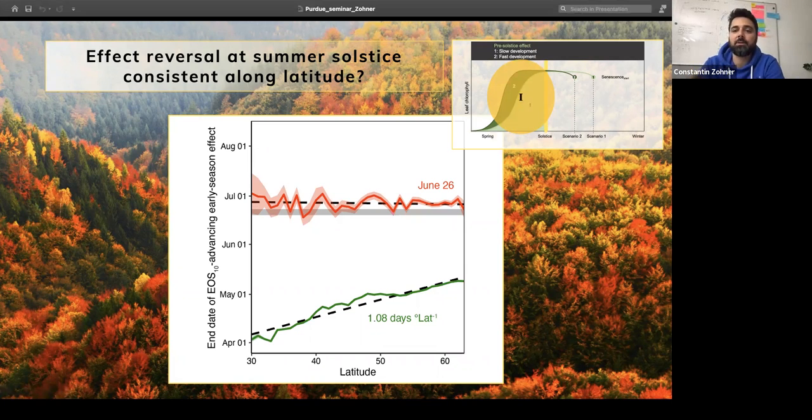But of course, it's hard in these correlational analyses to really get to the 21st of June. The really important part here was that there is no latitudinal trend in this effect reversal. It's always consistent, really shortly after the summer solstice. Whereas for spring leaf-out, this is the green line here, we see, of course, that at higher latitudes the trees leaf out later, but this effect reversal still always occurs very shortly after the summer solstice.